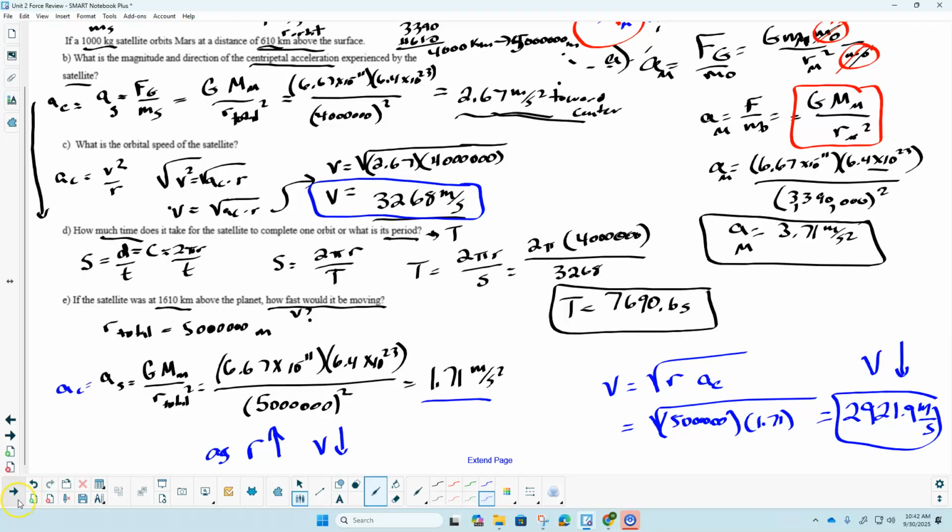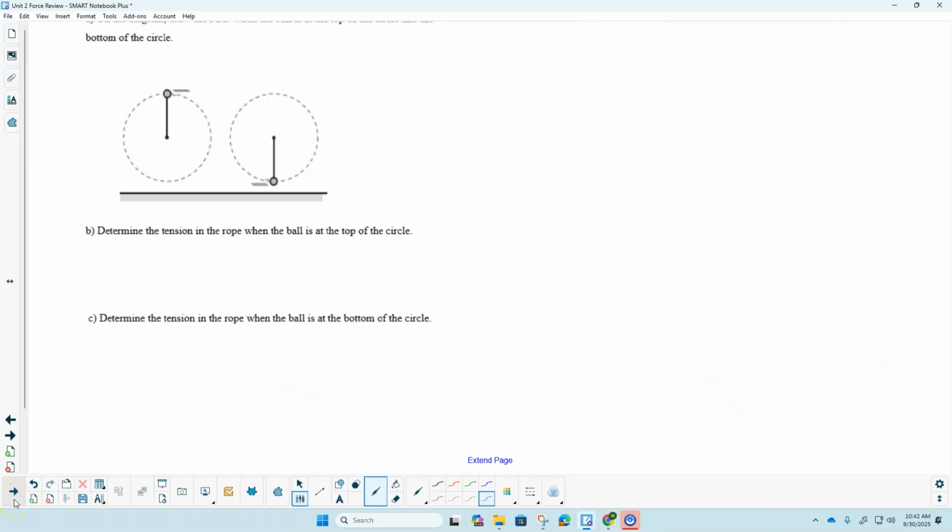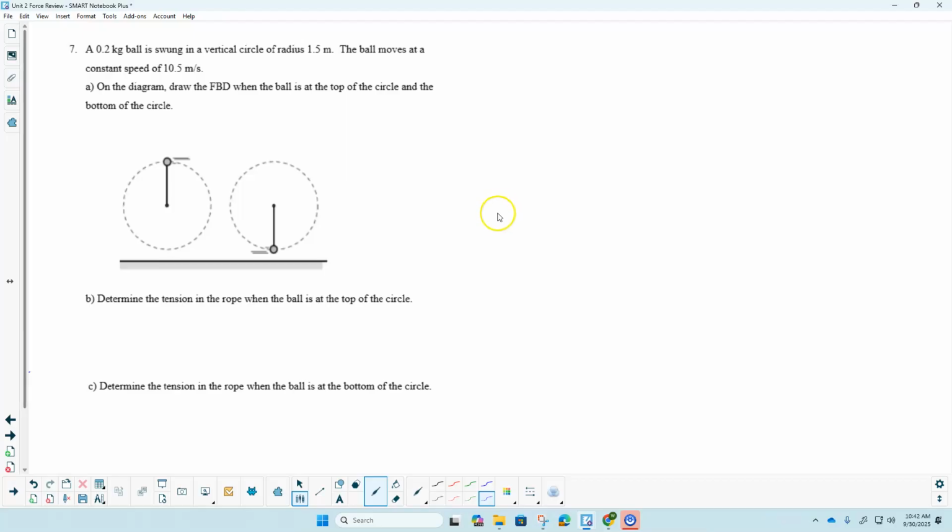Okay, so that's number 6. Just a couple more: 7, 8, 9. With 7, it's again a circular motion kind of problem. It tells you the mass of a ball swinging in a vertical circle, the radius is that, and it has a speed of 10.5. We're going to do a free body diagram.